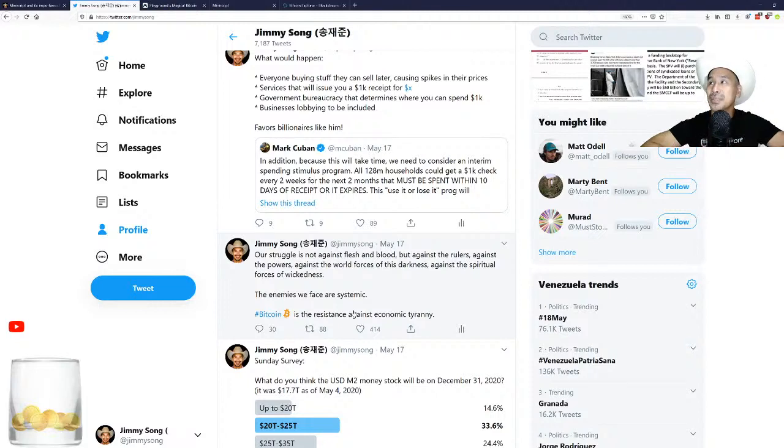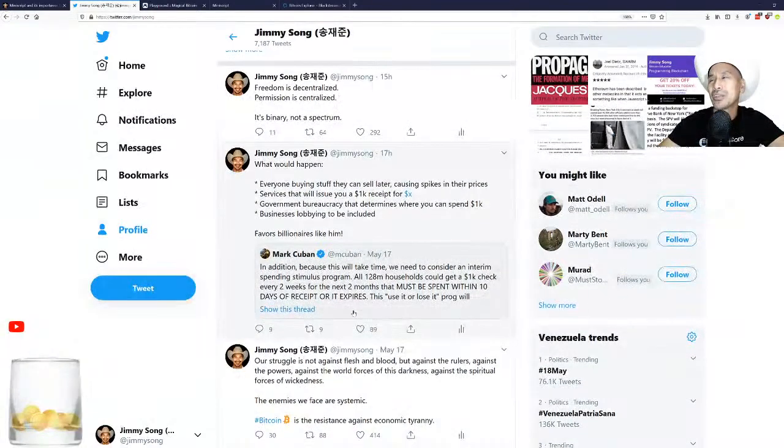Our struggle is not against flesh and blood, but against the rulers, against the powers, against the world forces of this darkness, against the spiritual forces of wickedness. The enemies we face are systematic. Bitcoin is the resistance against economic tyranny. And this is something that I've noticed, is that nobody is necessarily evil of those that are in authority. It's that as a system, they become evil because the incentives are bad, because they don't know everything and they're trying to centrally plan everything. And I think that's what this verse from Ephesians actually means, is that it becomes a struggle not against particular people. It becomes a struggle against this entity that's not flesh and blood, and it's a systematic thing and an organizational thing, and that's what we are fighting against with Bitcoin.